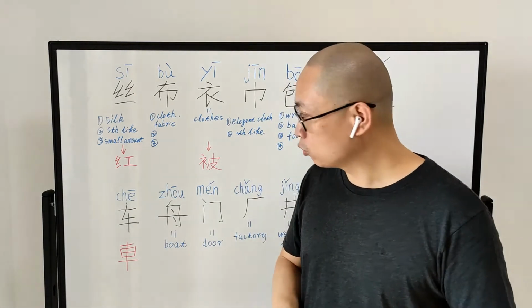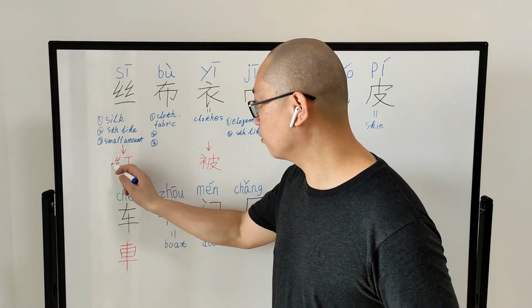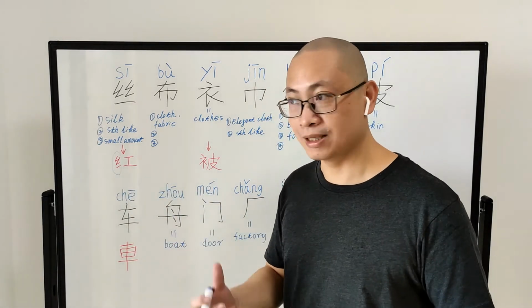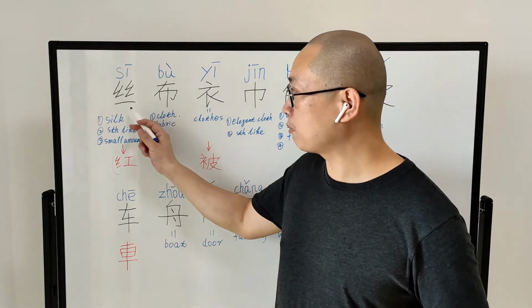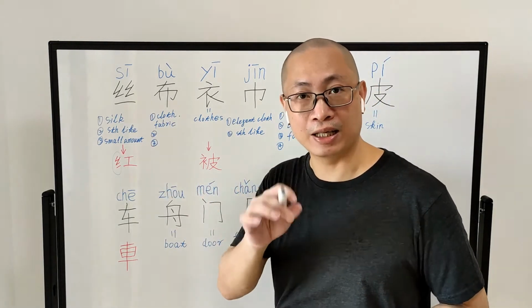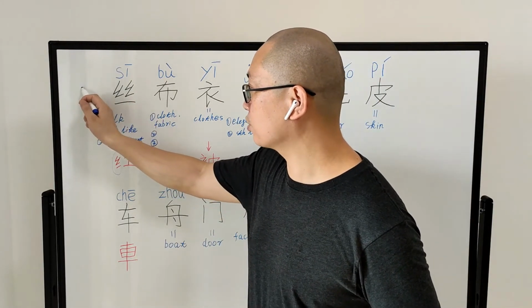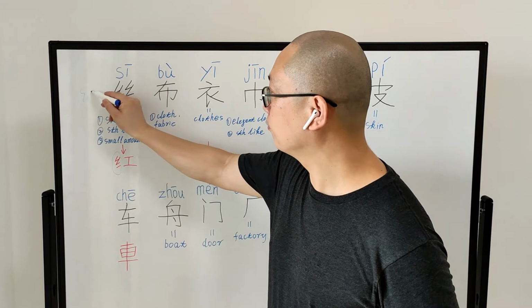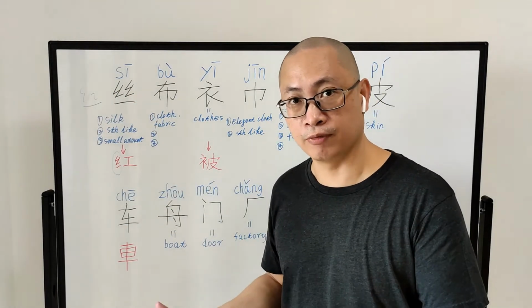And it changes its form to this while composing some characters. And how to memorize this structure in an easy way? You can treat this part as a silk, right? And a horizontal to the bottom of it.